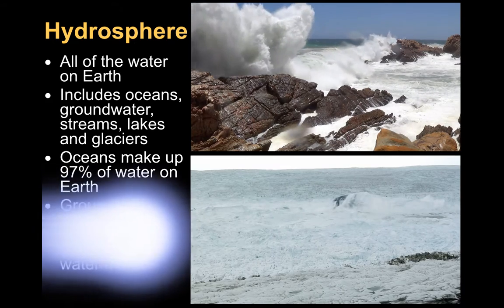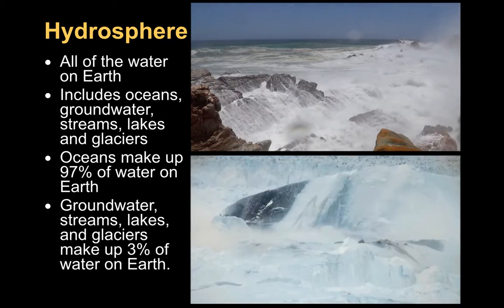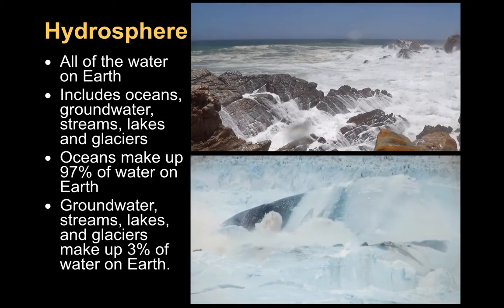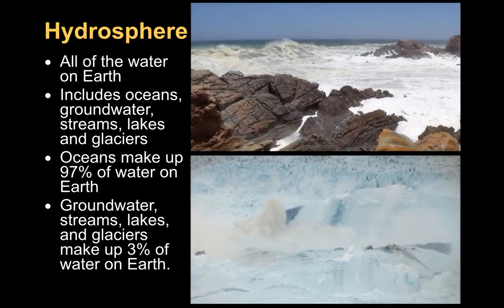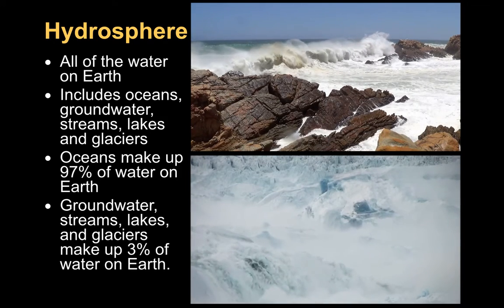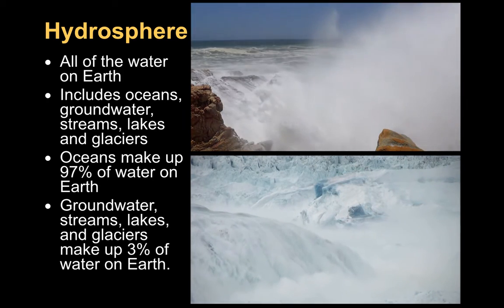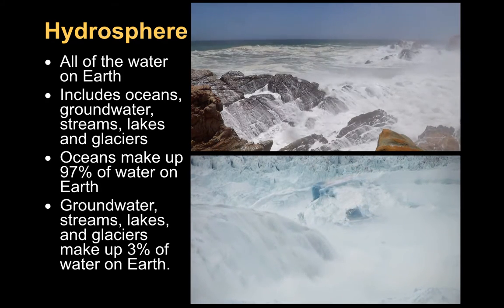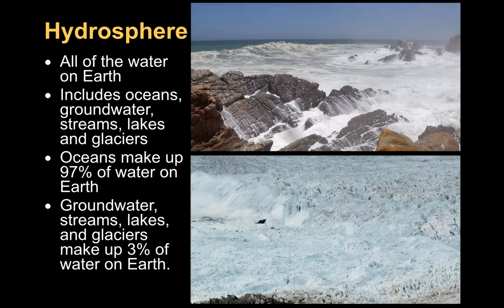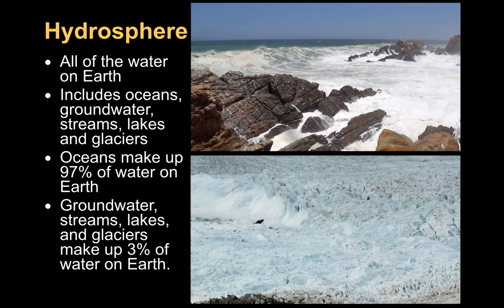The other 3% comes from groundwater, streams, lakes, and glaciers. That is fresh water. That's the stuff we can drink. That's safe for us to take into our bodies, but it's only 3% of the water. So if we have situations where we pollute our fresh water, or we use too much, such as the droughts that are going on in California right now, only 3% of the water on Earth is fresh water, whereas 97% is salt water, which is not drinkable by humans.